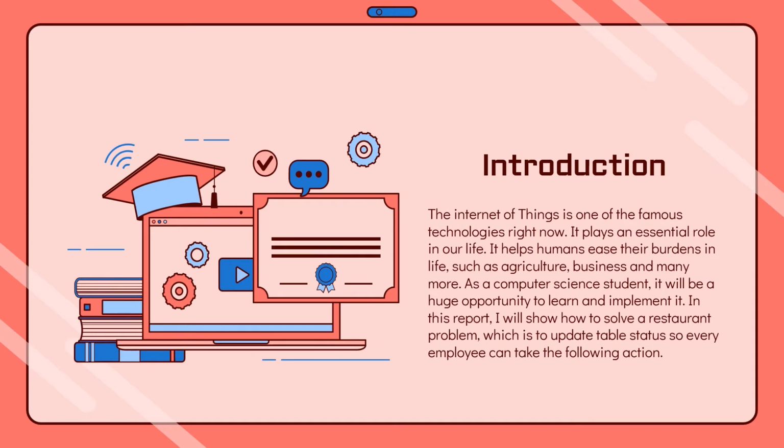For the introduction, the Internet of Things is one of the famous technologies right now. It plays an essential role in our life. It helps humans ease their burdens in life, such as agriculture, business, and many more. As a computer science student, it will be a huge opportunity to learn and implement it. In this presentation, I will show how to solve a restaurant problem, which is to update the table status so every employee can take the following action.